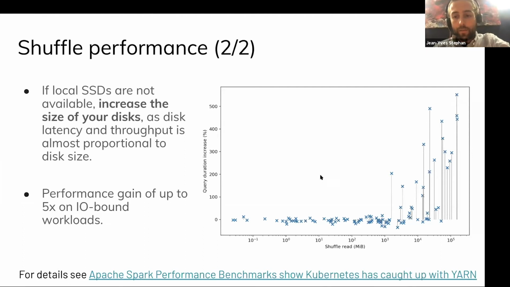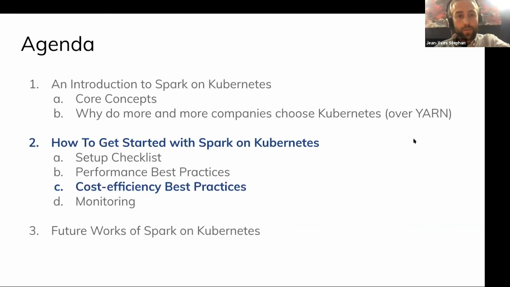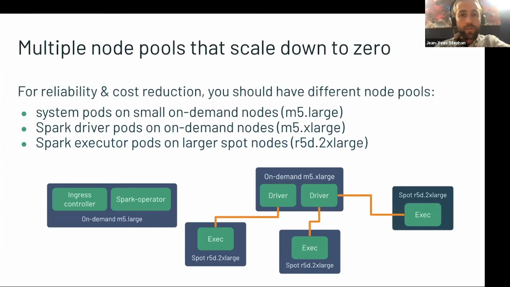And you can see that for shuffle heavy queries on the right, there was a ratio of 5. So basically, your query would run 5 times faster if you just increased your disks. I forgot by how much we increased them, but this will be shown in the blog post. So that's the second tip on shuffle performance. Now that we've covered shuffle performance, let's go over cost optimizations.